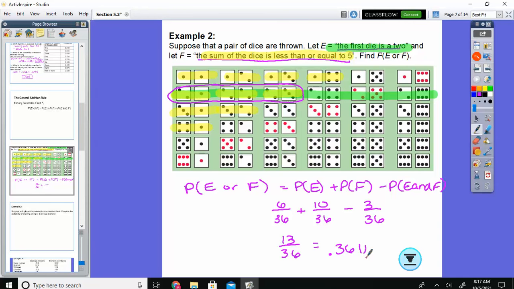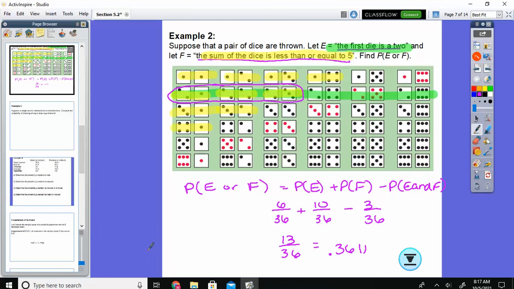I tend to do a lot of card examples when I'm doing probability. Are you familiar with a deck of cards? How many cards are in a deck? 52 if you don't count jokers. How many suits are there? 4. How many cards are in a suit? 13. Because there's 52, and if you divide that by the 4 suits, you get 13 cards in a suit. Okay?